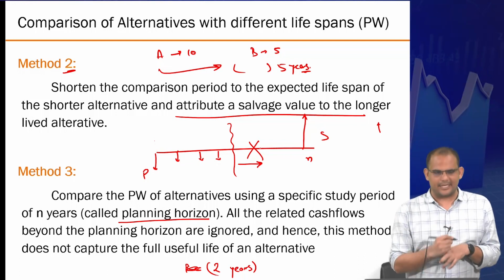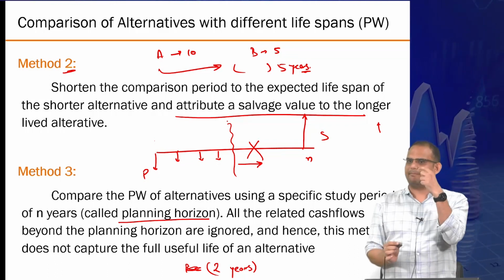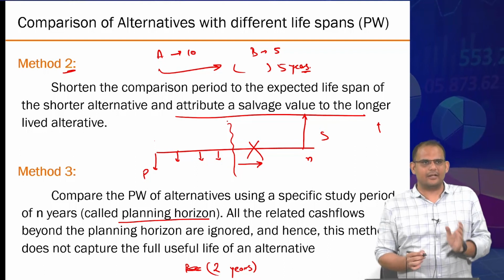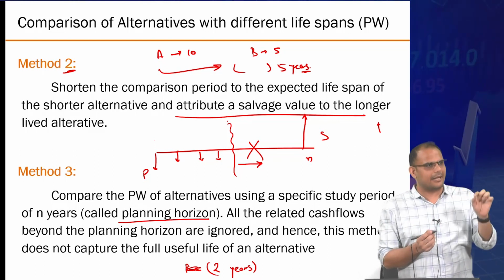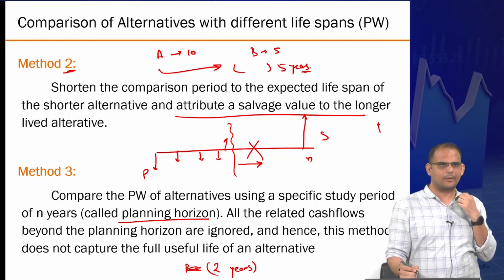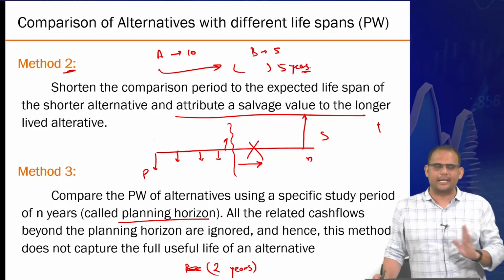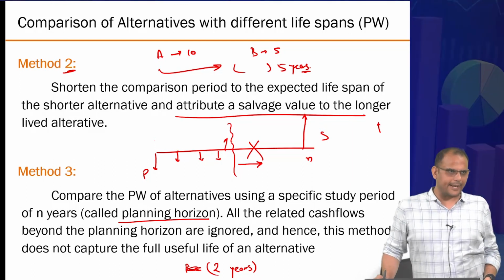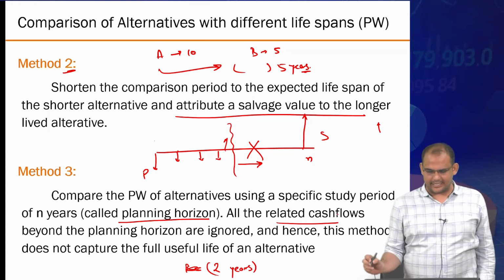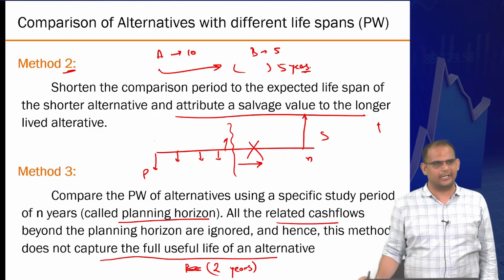Okay? Makes sense? In this case, I am not even assigning any salvage value. I am giving you the planning horizon. Salvage value could come in if at the end of year 2 I define that I will sell this and I am expecting some money as a salvage value. You can assign that, nobody is stopping you, but essentially you are only considering the cash value till the planning horizon. So all the related cash flows beyond the planning horizon are ignored, and hence this method does not capture the full useful life of an alternative.